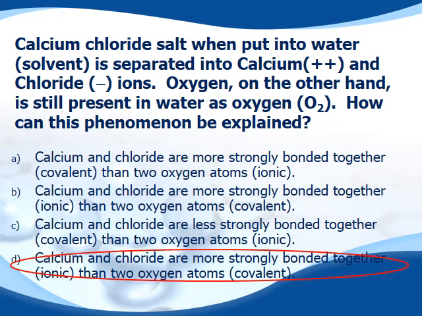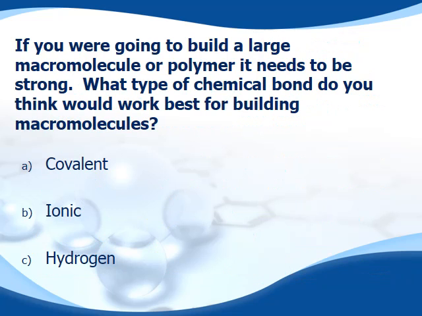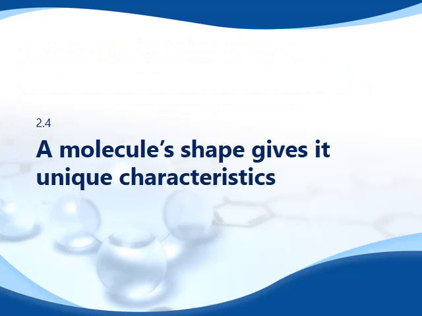A. Calcium and chloride are more strongly bonded together than the two oxygen atoms. B. Calcium and chloride are more strongly bonded together than the two oxygen atoms as a covalent bond. C. Calcium and chloride are less strongly bonded together, covalent, than two oxygen atoms, ionic. Or D. Calcium and chloride are more strongly bonded together, ionic, than two oxygen atoms, covalent.